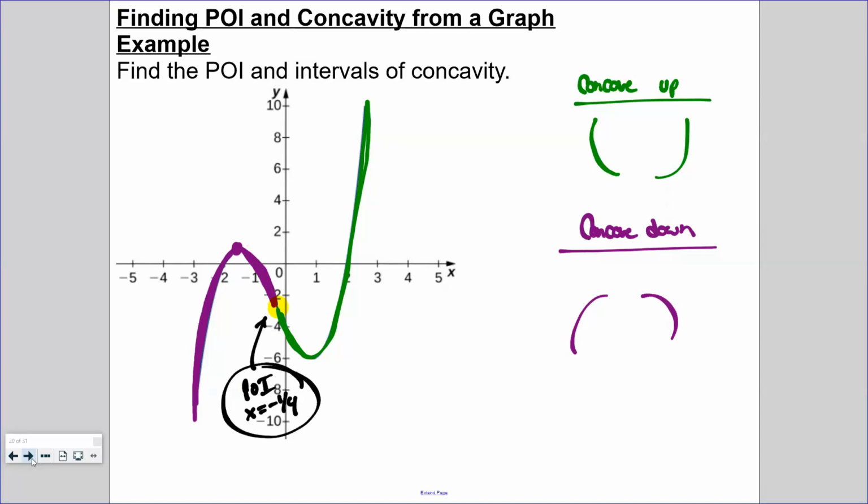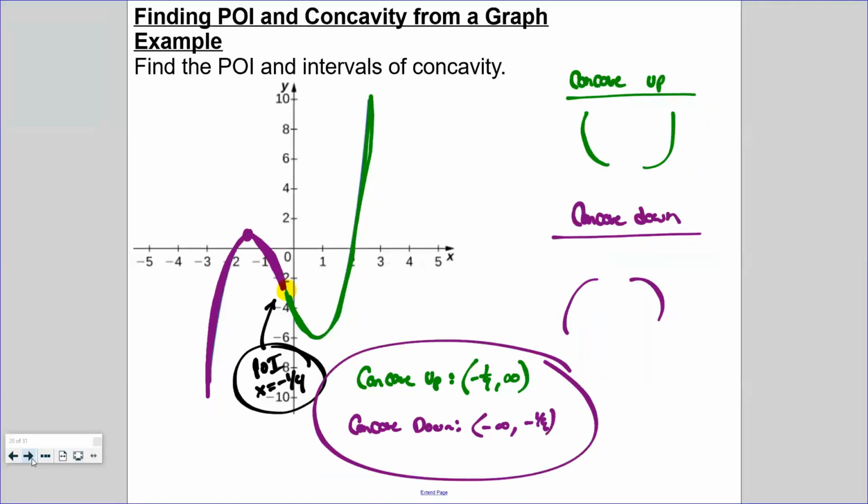So our point of inflection is at x equals negative 1/4, which means that on our intervals of concavity, we are concave up from negative 1/4 to infinity, and concave down from negative infinity to negative 1/4. So basically, trying to find where a function is concave up versus concave down is trying to find out where these four shapes can be placed on the graph. If we can find out where these shapes are placed, then we can use them to figure out where the point of inflection is.